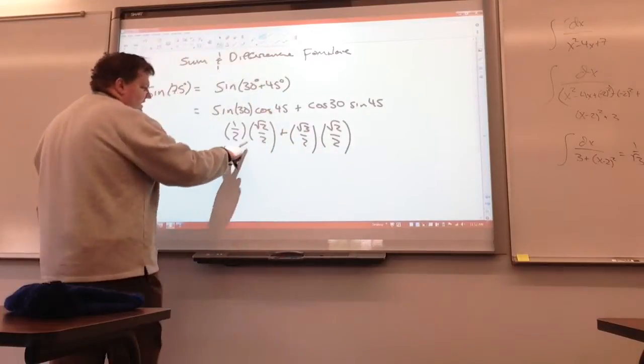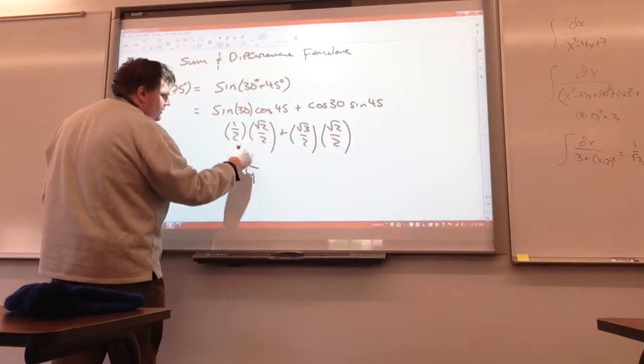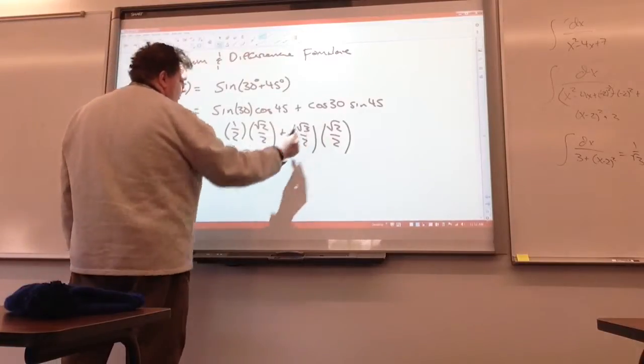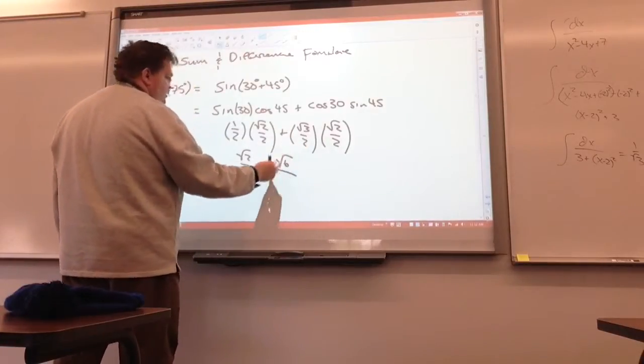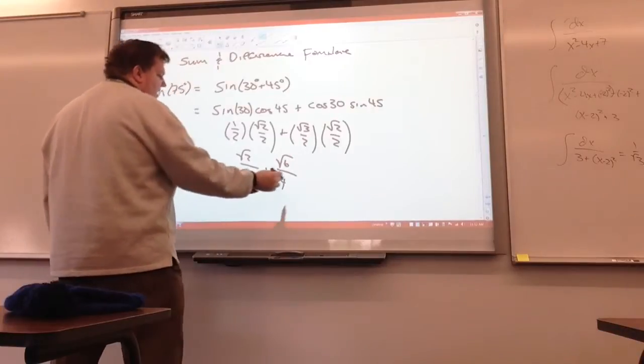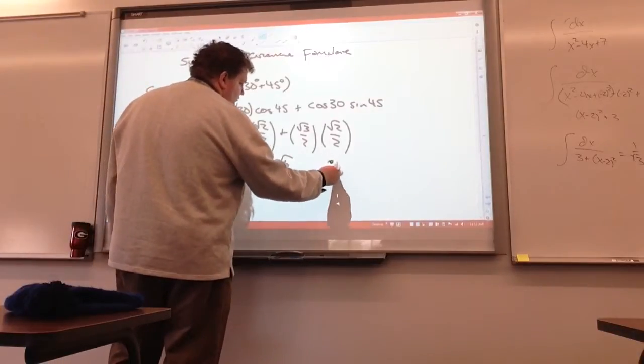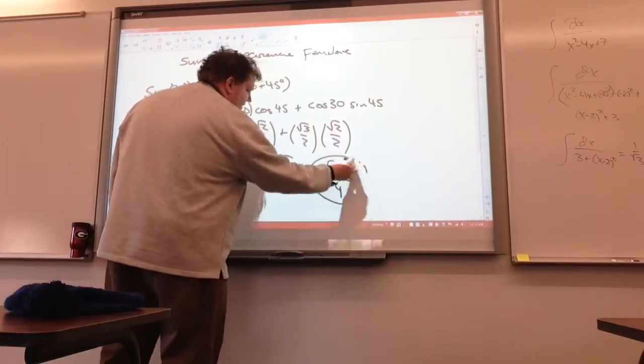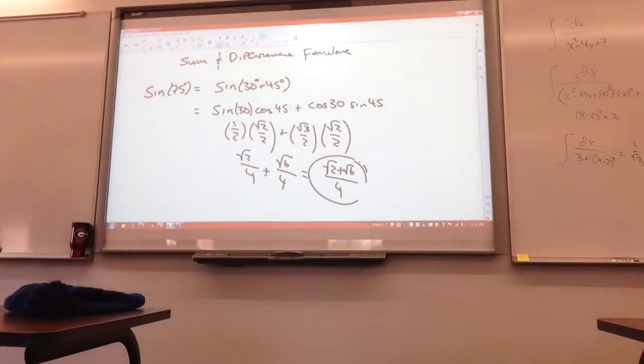We multiply these together, that gives me root 2 over 4 plus root 6 over 4. Okay? And I can combine those two just to become root 2 plus root 6 all over 4. And that's as far as I can go. Okay? But there we had it. We could work this out into an actual numerical answer.